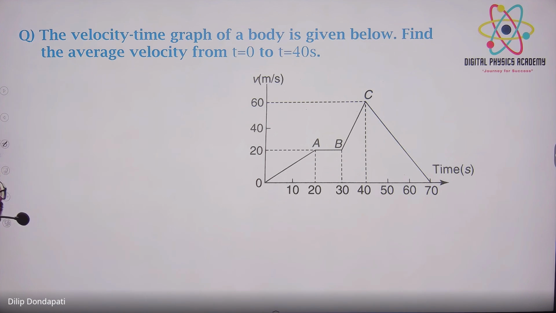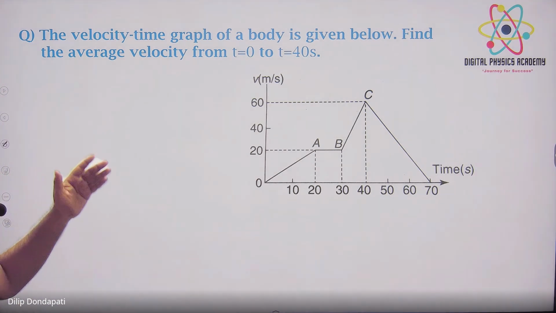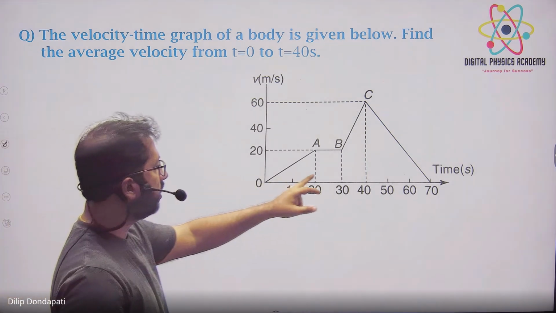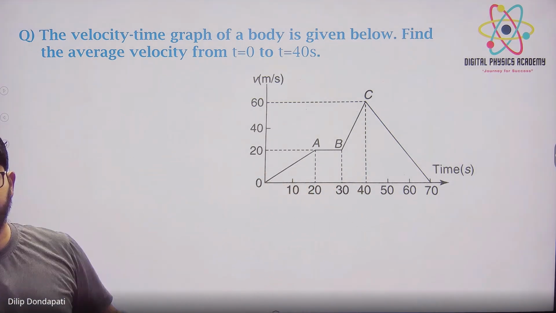A velocity-time graph is given to you. He is asking to find the average velocity from t equals 0 to 40 seconds. Average velocity is being asked, find it.